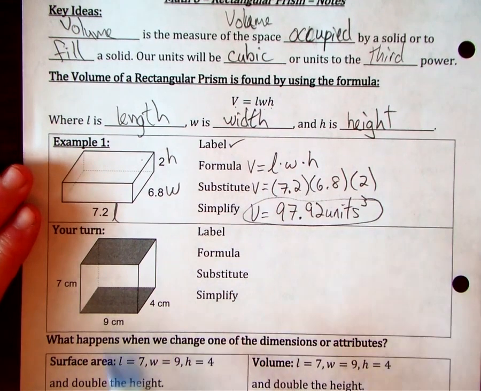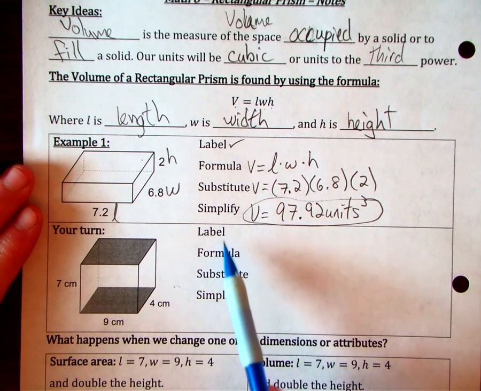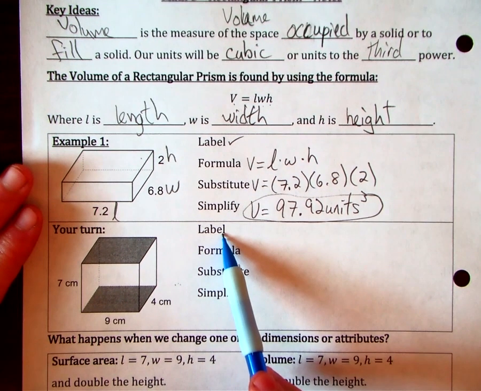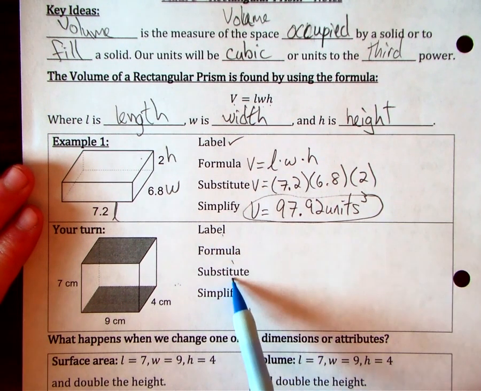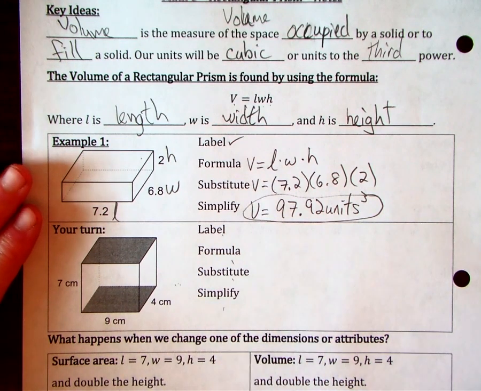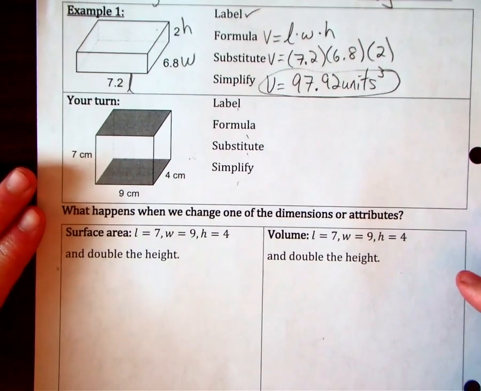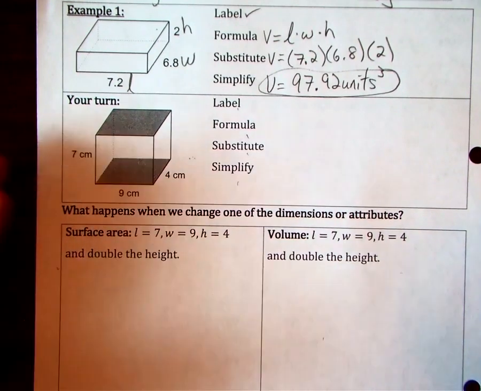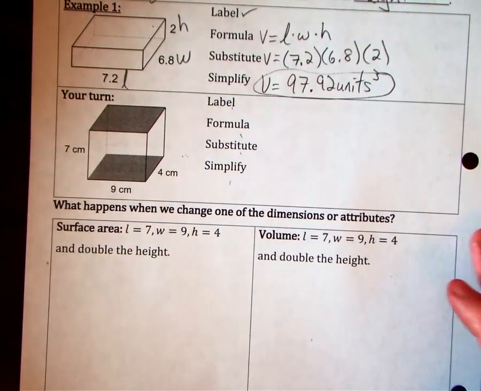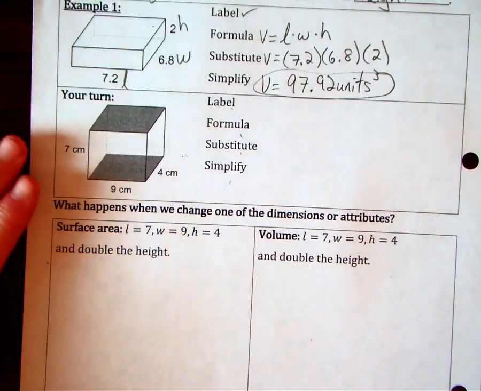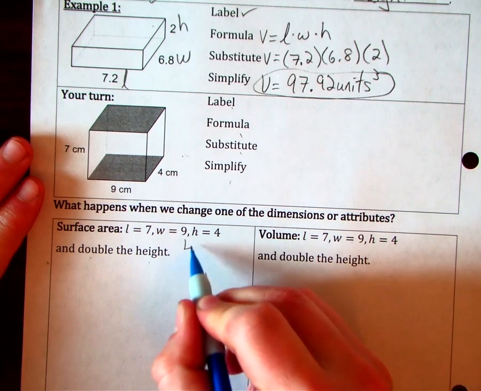And then for the second one, same setup. You want to make sure that you are first labeling your dimensions, writing the formula, and it will just be like that first example. So make sure that you can label, substitute, and then simplify. At the bottom, it says what happens when we change one dimension of the attributes. So we're going to say for surface area first, what happens when we double the height?